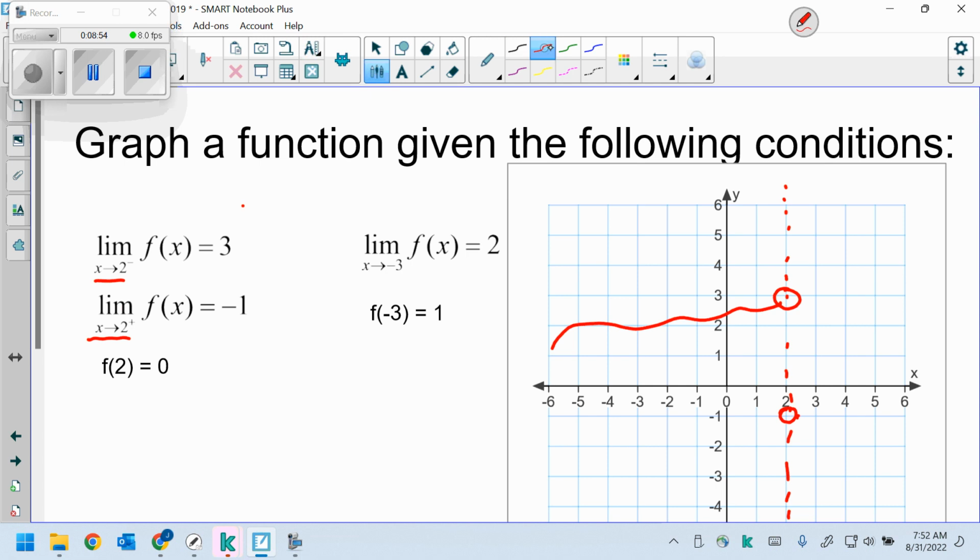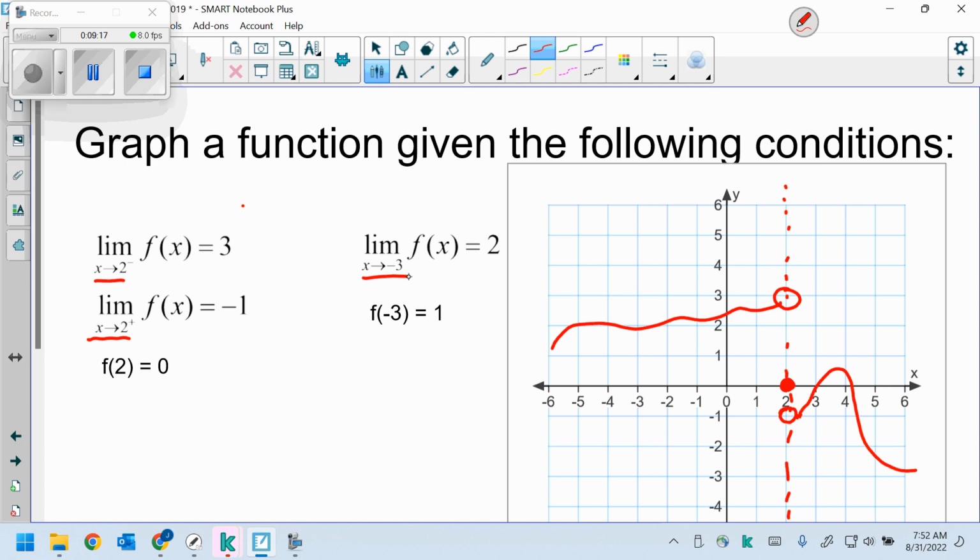Let's get a little wild and crazy here. Okay, f of 2 is 0, solid dot. The value of the function when x is 2 is 0. Now, what's the limit as x approaches negative 3? Coming into negative 3 from both sides, I'm going to get 2.